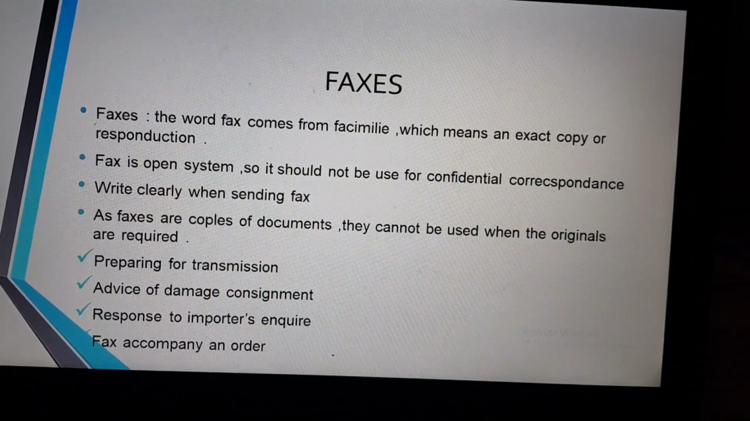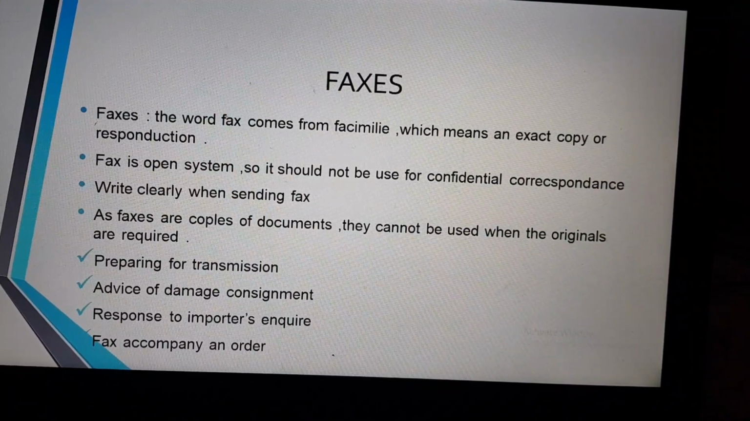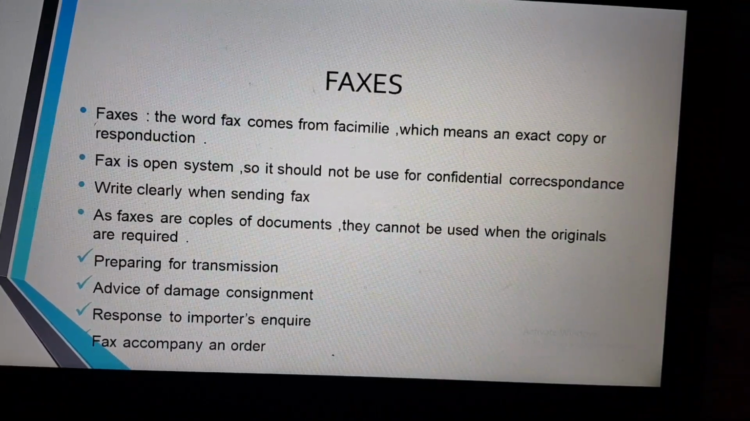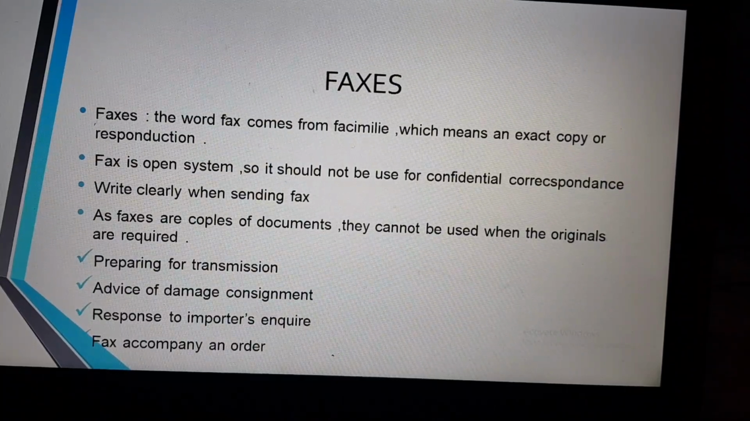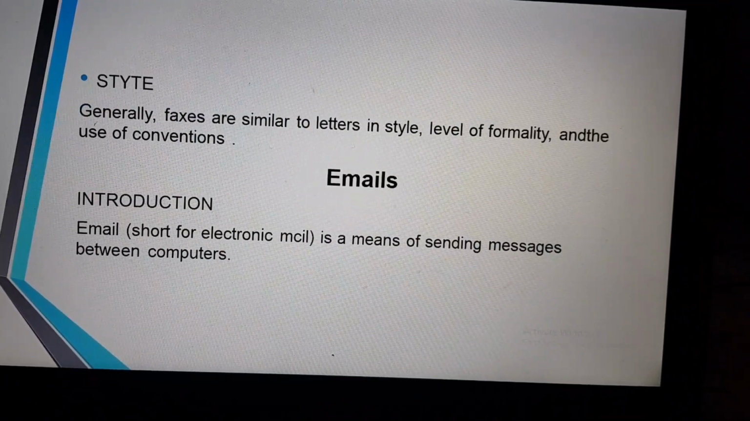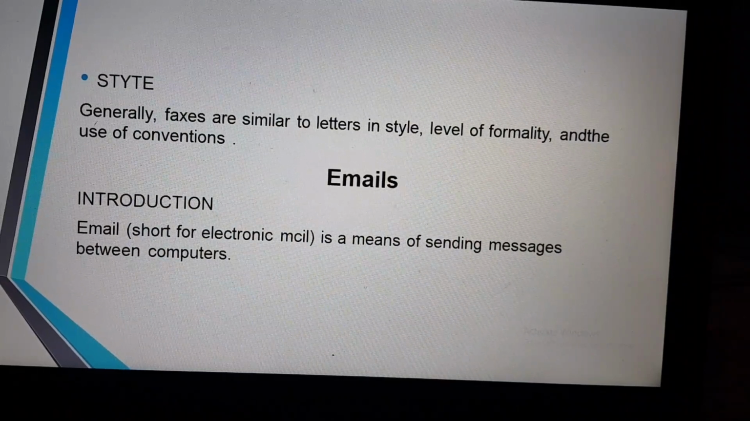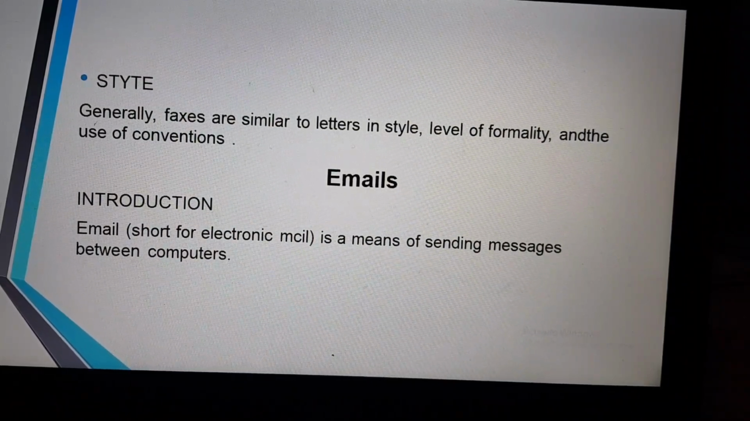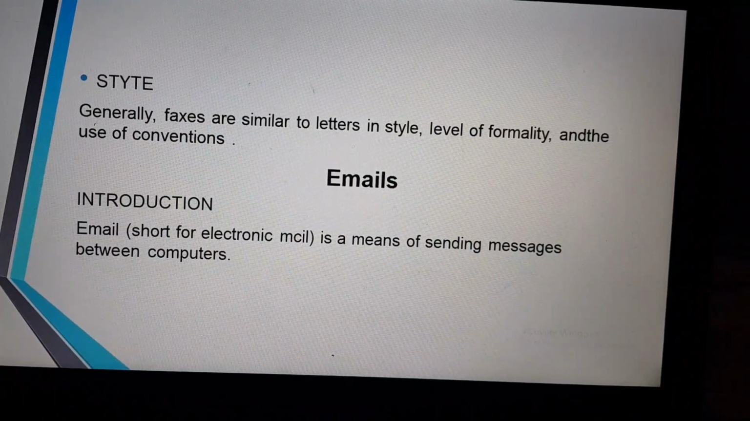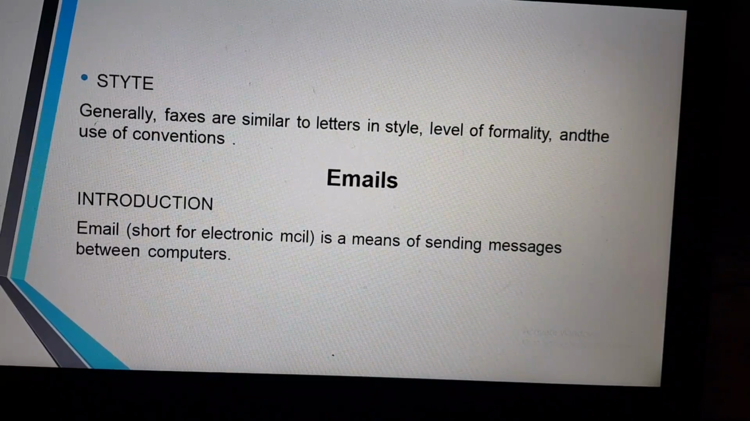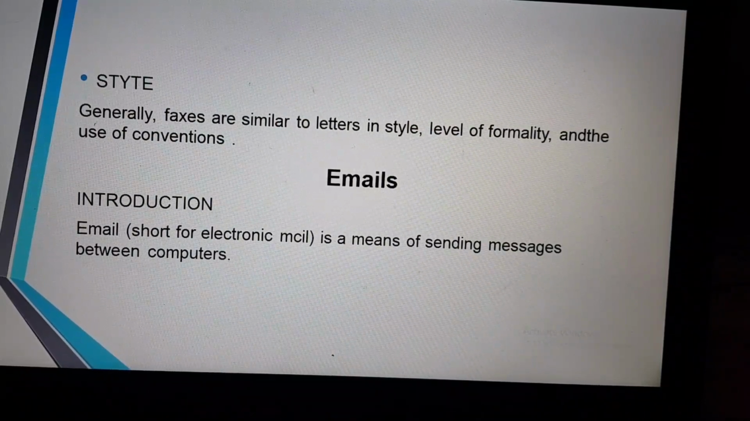Preparing for transmission. Advice for damaged consignment. Response to important inquiry. Fax company and other. Style. Generally, faxes are similar to letters in style, level of formality, and the use of conventions.